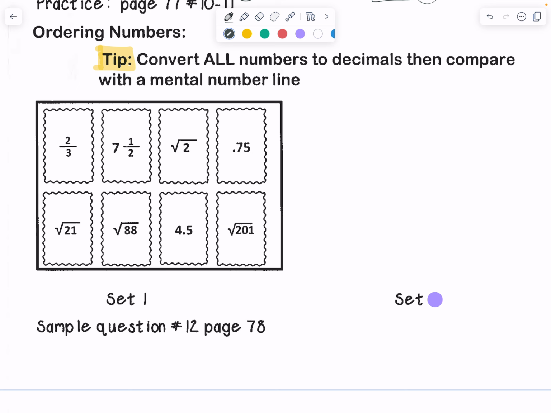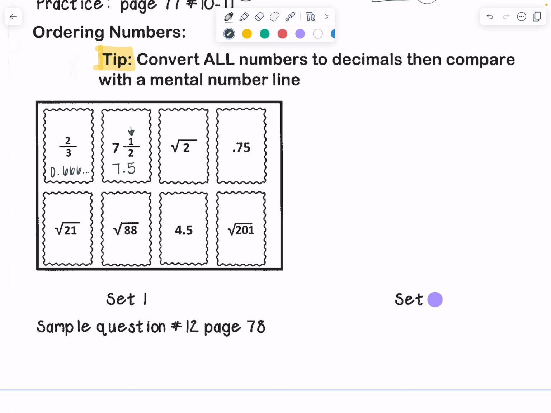So set 1 on the left. I'm going to go through and rewrite any of these as decimals that are not already decimals. So for instance, the very first one, 2 over 3. I can type that into my calculator as 2 divide by 3, and that gives me out 0.666 forever. So the 0.6 repeating. 7 1/2, well, we know I can convert that part to a decimal. 1/2 is going to be 0.5, so this is going to be 7.5.